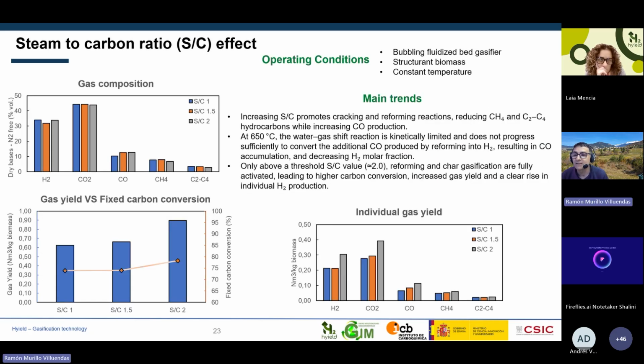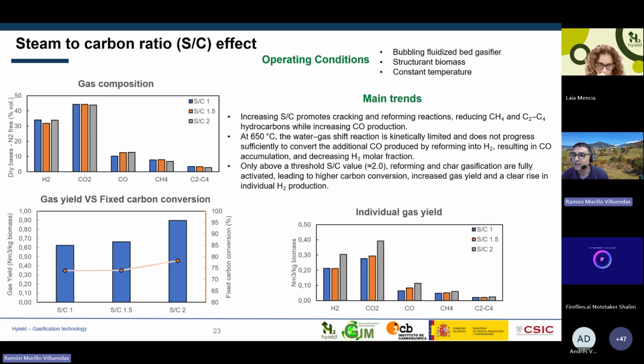In this slide, we can see the effect of steam-to-carbon ratio on the process performance. Although increasing the steam-carbon ratio promotes reforming reactions and reduces light hydrocarbons, at 650, hydrogen does not increase in molar fraction because the water-gas reaction is kinetically limited. The additional steam mainly generates CO through gas-solid reactions, without this CO being efficiently converted into hydrogen.